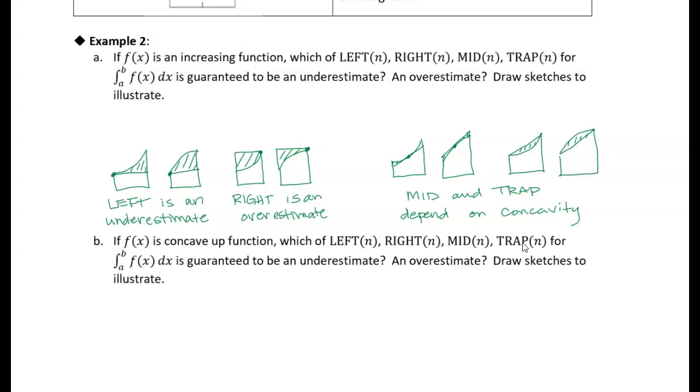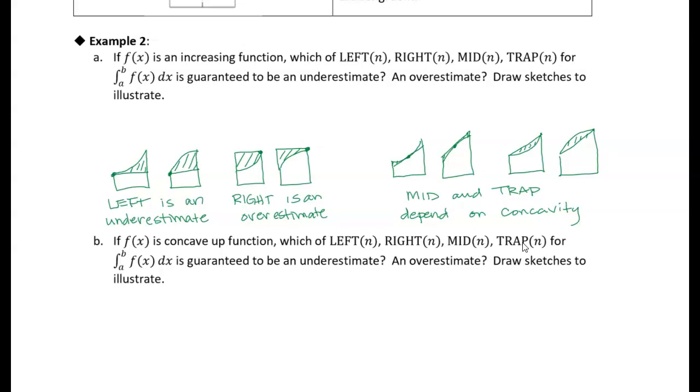And in the case of the right rule, we're using the right-hand data point, which is always greater than the left-hand data point for an increasing function. And so we're going to have an overestimate. Okay, and so the error, essentially, I've shaded in what I'm considering the error, our difference between our actual function and our estimate.